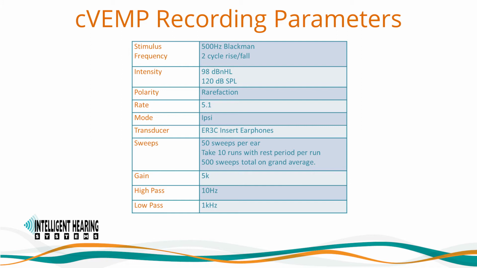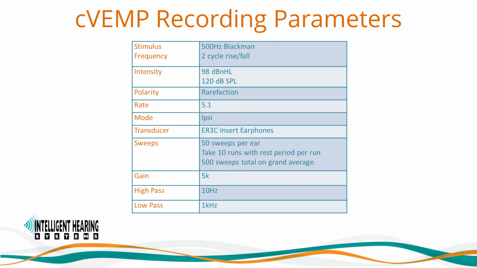Please note that you can choose to change the sweep count to include more averages all at once. For example, some run 100 sweeps altogether, 150 sweeps altogether, or 250 sweeps altogether. But IHS recommends batches of smaller sweep counts in order to reduce muscle fatigue. Between every average of 50 sweeps, there should be a rest period of approximately 15 to 20 seconds.